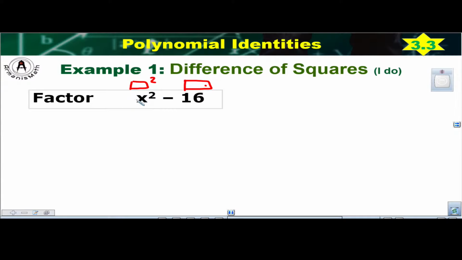What's being squared in the x squared? What gives me x squared? What times what gives you x squared? Exactly, it's the x. So the x is being squared. So if I put x here, and that's the one in the box, that's squared, minus, what do you think is giving me 16? The 4 is. The 4 when squared gives you 16.